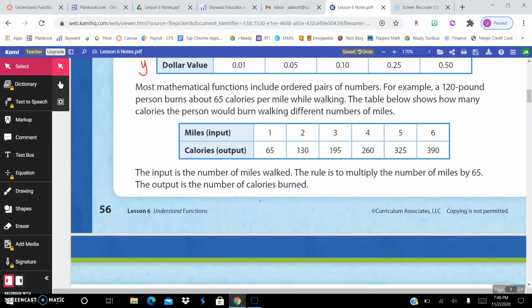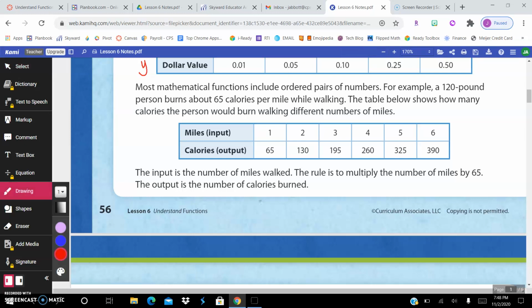Most mathematical functions include ordered pairs of numbers. For example, a 120-pound person burns about 65 calories per mile while walking. The table below shows how many calories the person would burn walking different numbers of miles. So our miles are our input, and that's our x, and our output is the calories burned, our y values. So the input is the number of miles walked. The rule is we're going to multiply by 65. So every mile you multiply by 65. So if you're going to walk 10 miles, you're going to multiply that by 65 to figure out how many calories you will burn.